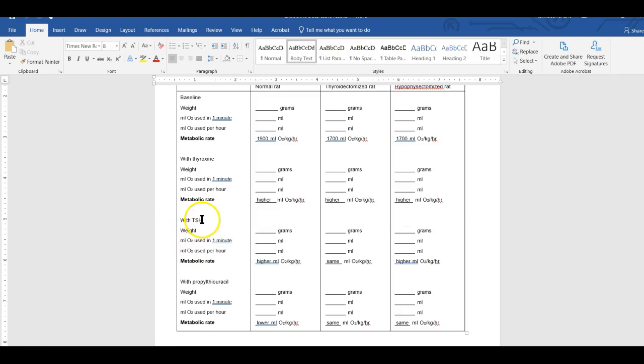Then you take the same rats and you inject them with TSH. This is thyroid stimulating hormone. So if you inject a normal rat with thyroid stimulating hormone, thyroid hormone levels should go up, and now this rat should have higher metabolic rate than it did in the beginning, or higher than its baseline metabolic rate. Here you're injecting a thyroidectomized rat with TSH. This rat doesn't have a thyroid to stimulate, so this number here should be the same as that number there.